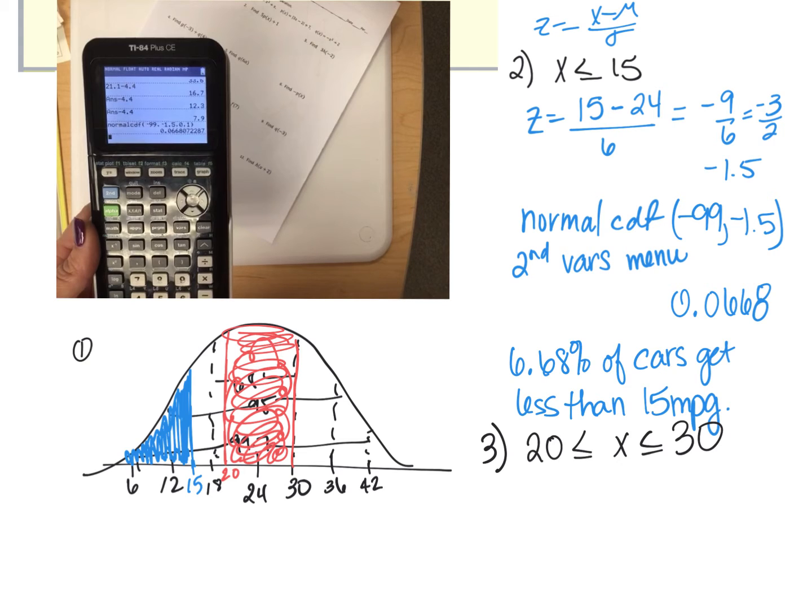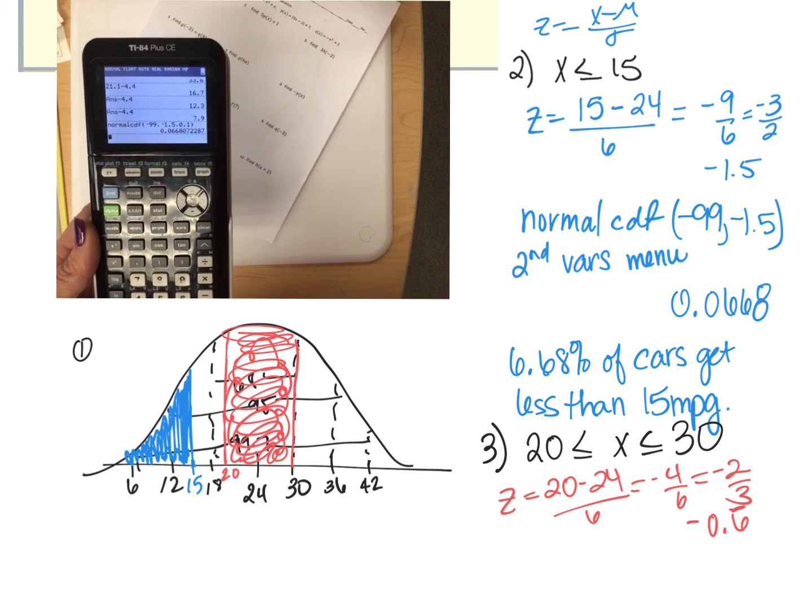So I have to find the z-score for 20 and the z-score for 30. The z-score for 20 is 20 minus 24 over 6, negative 4 over 6, which is negative 2/3, right? We can actually put the fraction into the normal CDF button. So we can use the decimal, which is negative 0.6 with the bar on top.